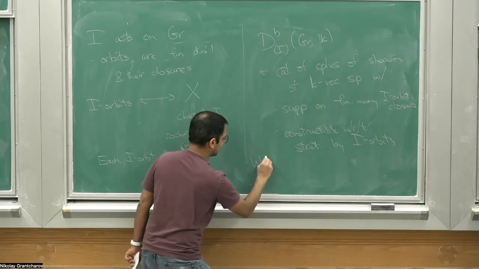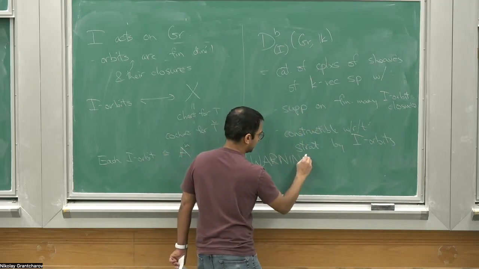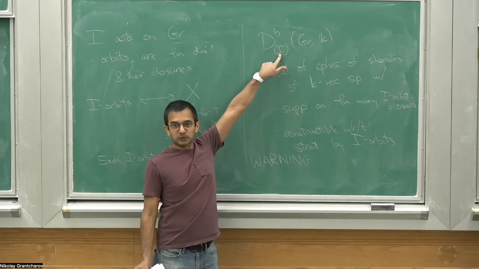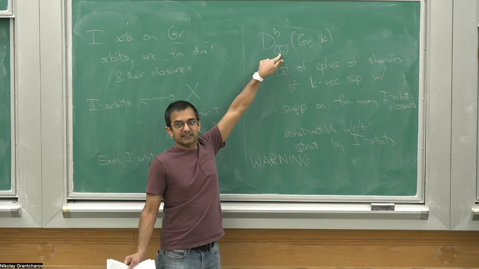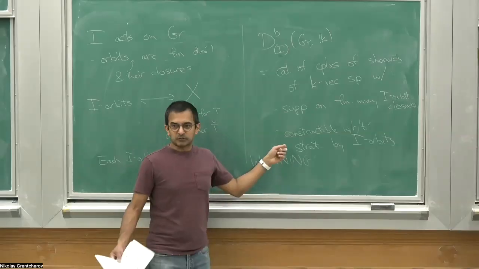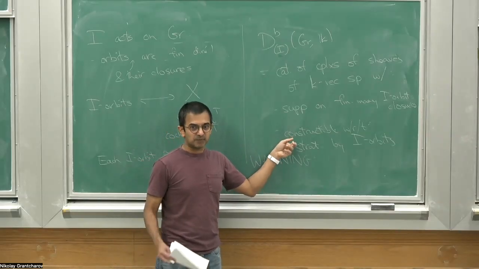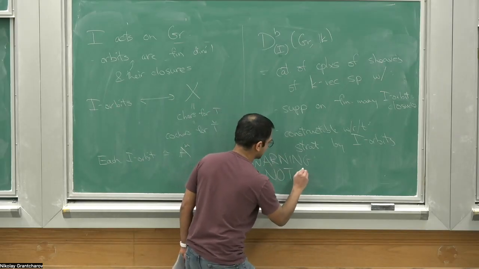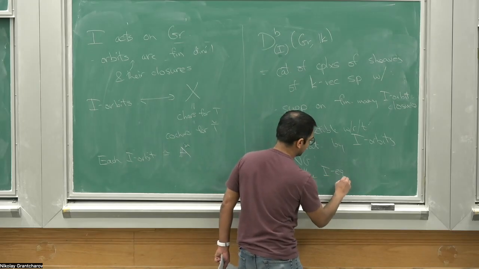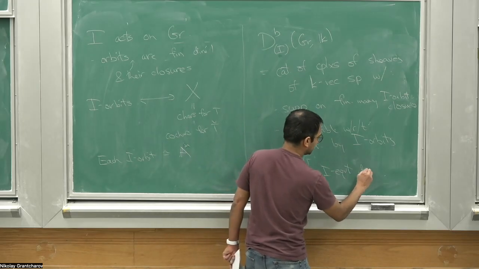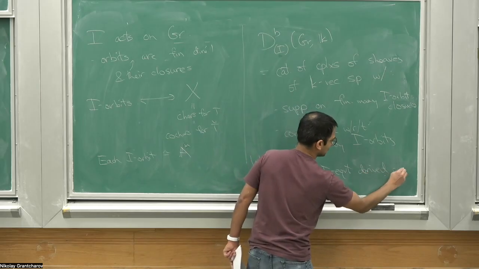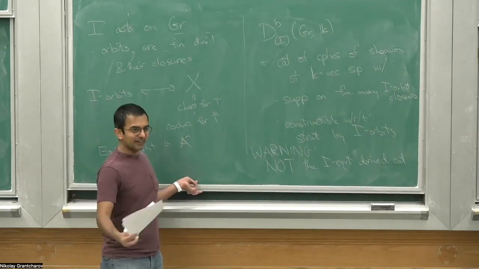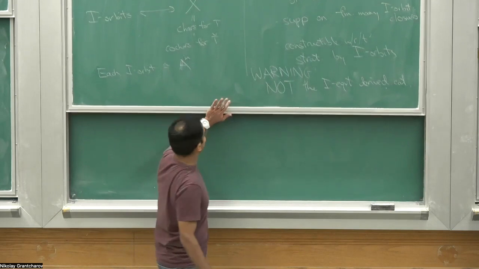And just a warning, the reason that the letter I is in parentheses here is that if you omit the parentheses, it looks like the I equivariant derived category, and that's something different. So everything that's I equivariant is constructible with respect to the I orbits, but not vice versa. So this is not the I equivariant derived category. The I equivariant derived category does also occur in other places in this story, but not right here.